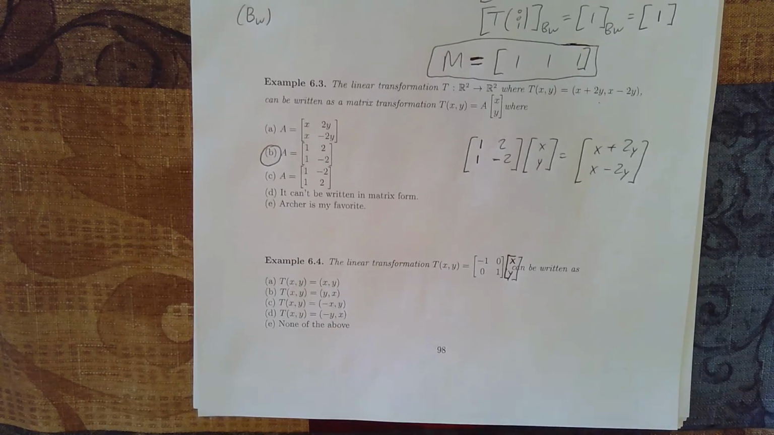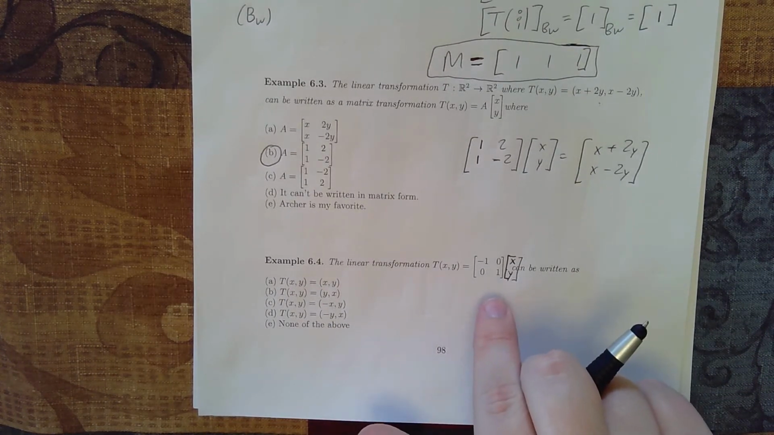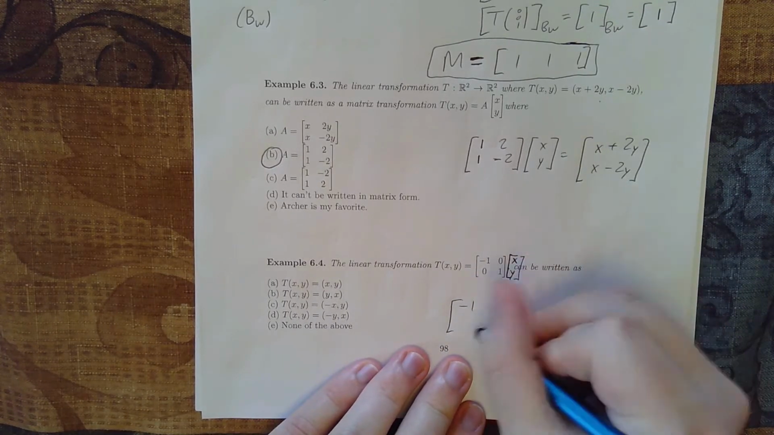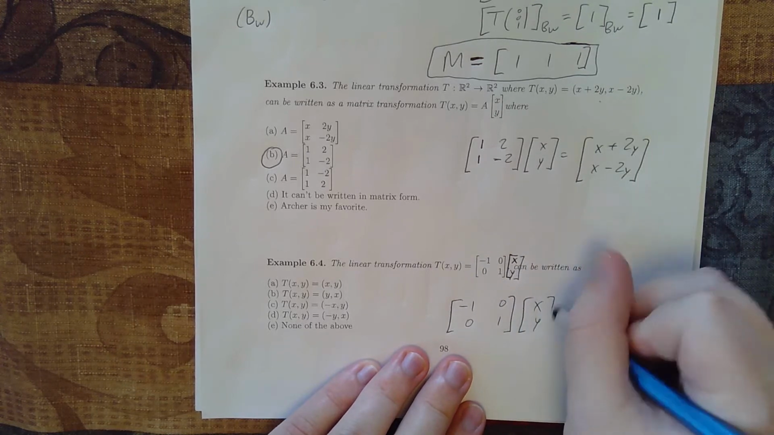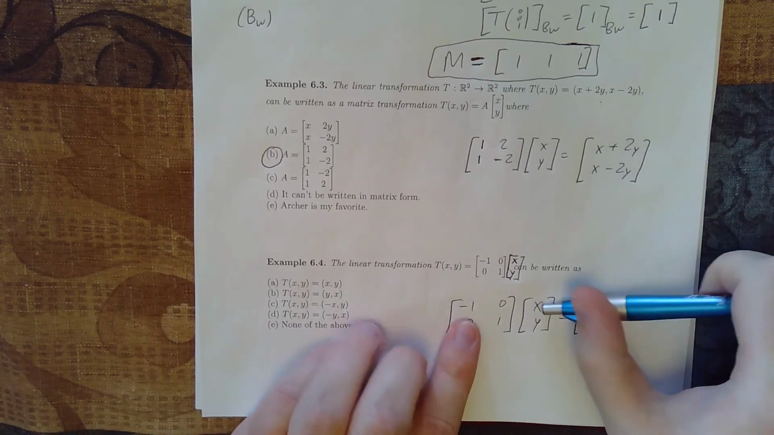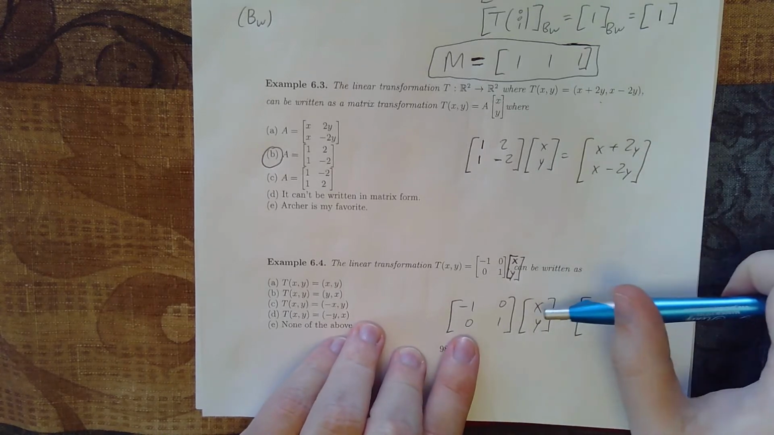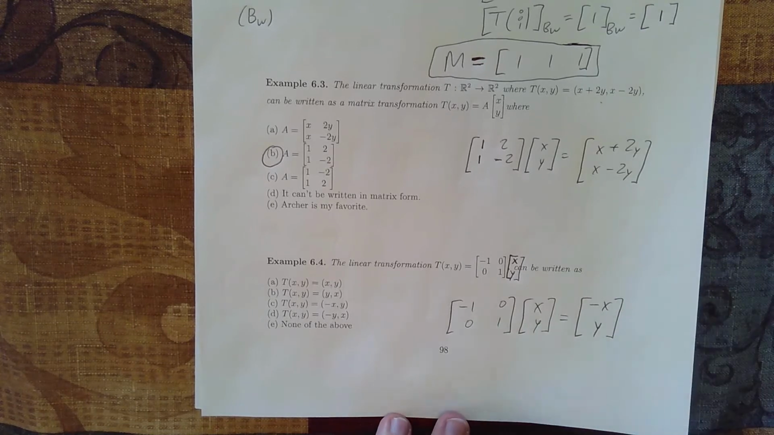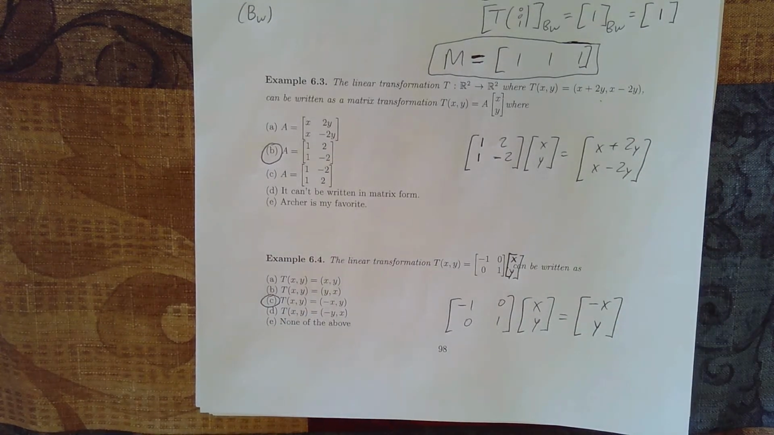And then last but not least, we want to look at this linear transformation. What we're doing is taking negative 1, 0, 0, 1 times xy. And so as output, let's see what we get. The first entry should be negative 1 times x, so negative x plus 0, just negative x. And the next entry should be 0 plus y, so y. So we should get negative x, y as our output.